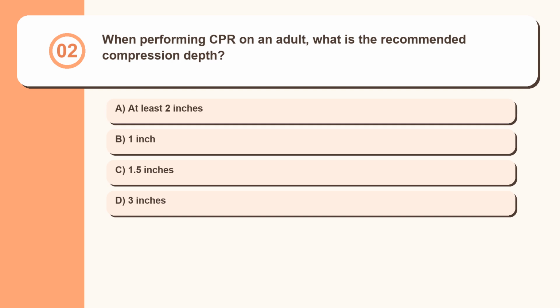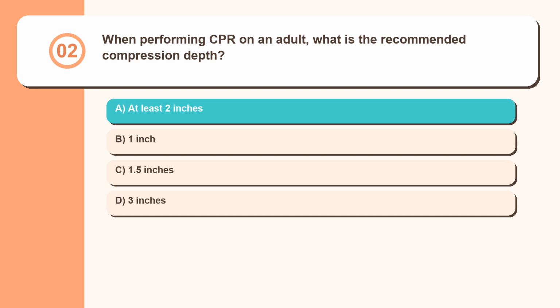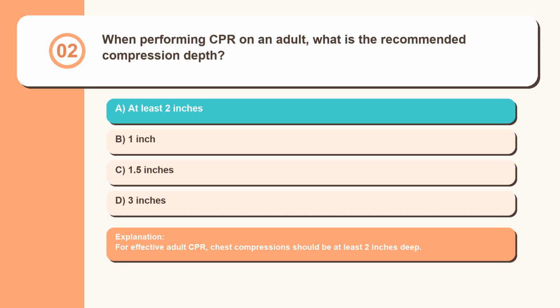Question 2. When performing CPR on an adult, what is the recommended compression depth? At least 2 inches, 1 inch, 1.5 inches, 3 inches. For effective adult CPR, chest compressions should be at least 2 inches deep.